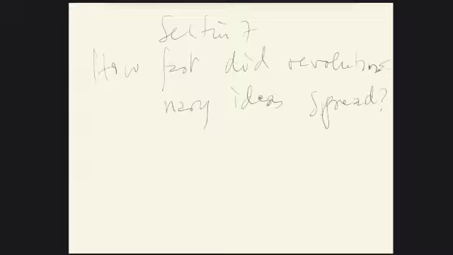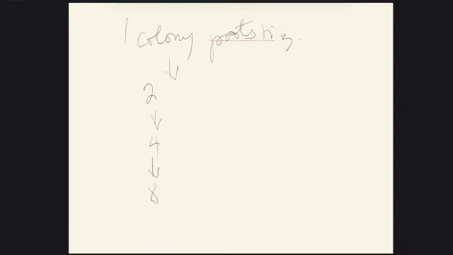Massachusetts showed other colonies that resistance was possible. News spread through riders, newspapers, letters, town meetings. What began as a local dispute became a continental movement. So, the simple civic math is one colony protesting, then 2, then 4, then 8, and so forth. So you go all the way through 13.